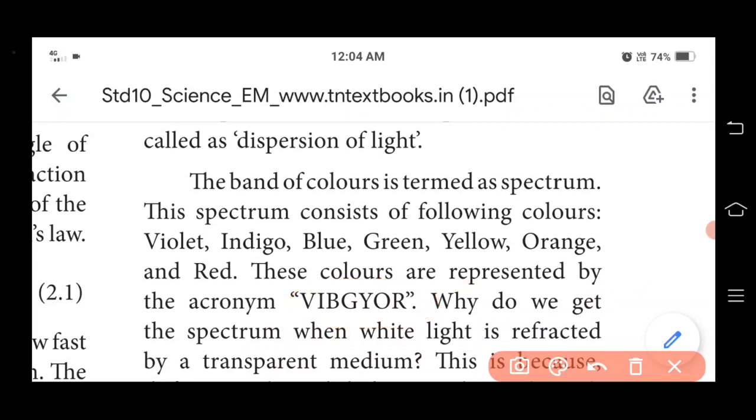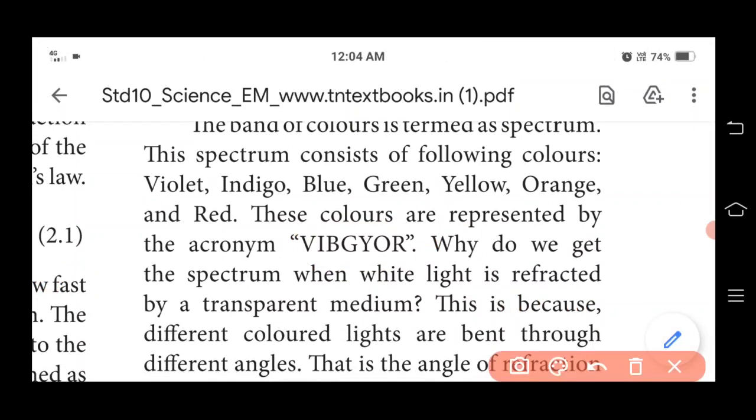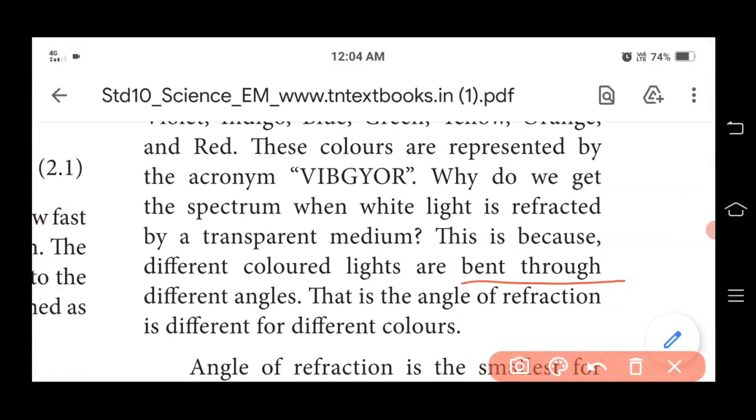So why do we get the spectrum? When white light is refracted by transparent media, students, different colored lights are bent through different angles. So this angle of refraction is different for different colors. So that's why we get different colors. We know what is meant by refraction: the bending of light rays from one medium to another medium.